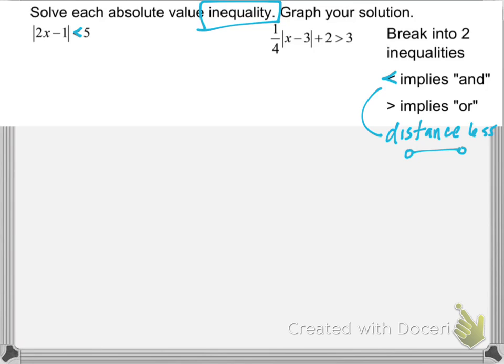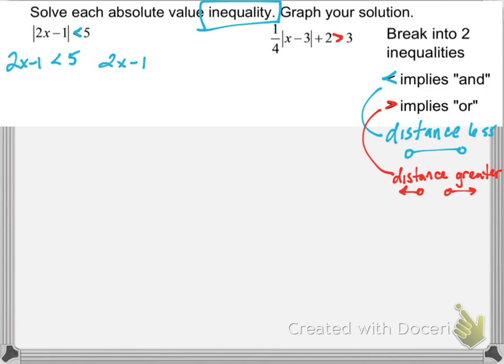A less than is going to be all the numbers in between those two answers, and a greater than will be all numbers outside of those two answers. All right, so let's break down this first one. What we're going to do is set up two equations. Now, remember, you make the number negative in the other equation, but you also flip the inequality.